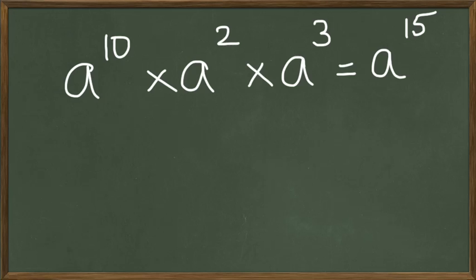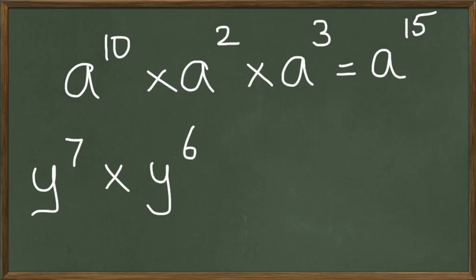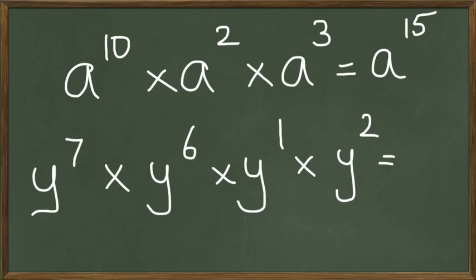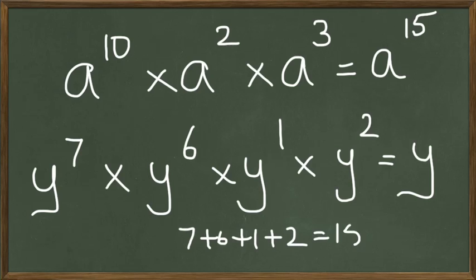Next thing, what if we have something like this? y to the power of 7 times y to the power of 6 times y to the power of 1 times y to the power of 2. Once again, just look at how many y's there are. You've got 7 plus 6 plus 1 plus 2, which equals 15. So in this case, it's y to the power of 15.